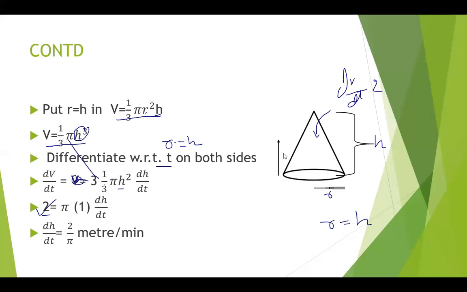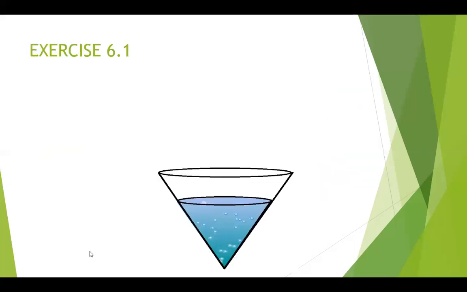When the height has reached 1 meter, still the sand is pouring, and the question is at what rate its height is increasing. So I substitute h is 1 at the last step. Thus the height is increasing at the rate of 2 by pi meters per minute. For every minute, 2 divided by 3.142. That is the rate at which it is changing. I hope you have understood.